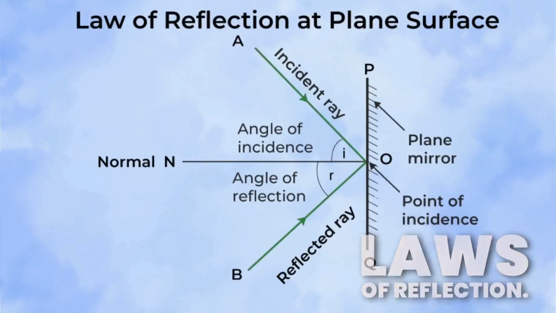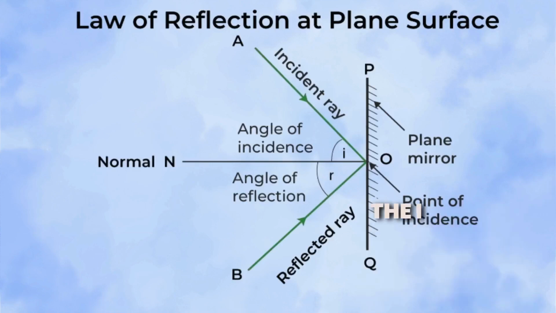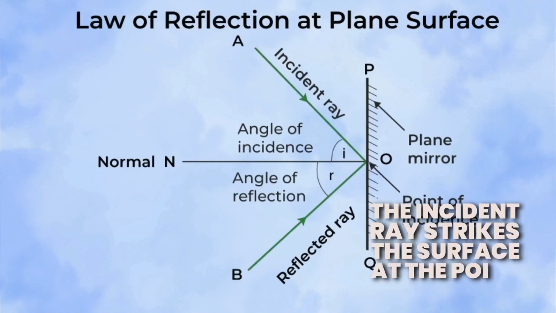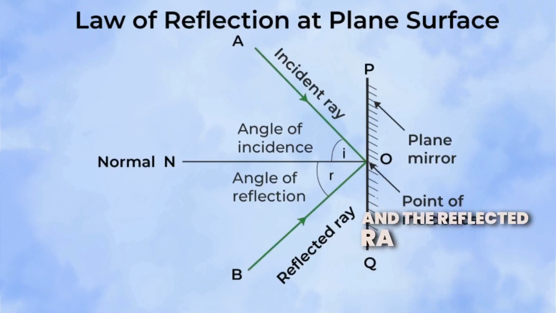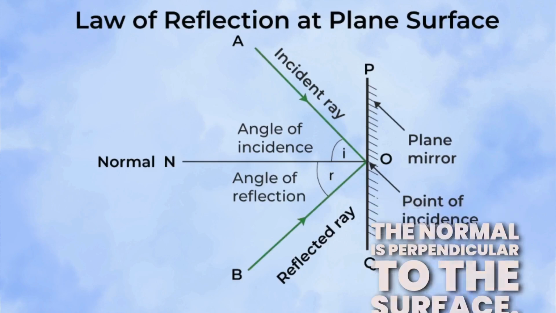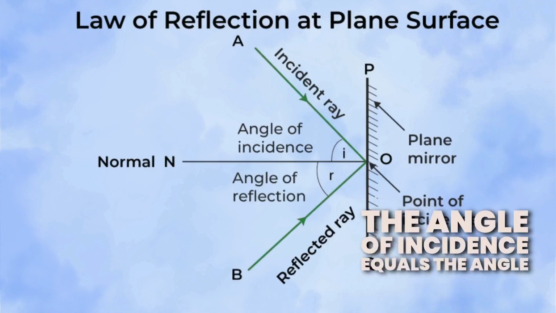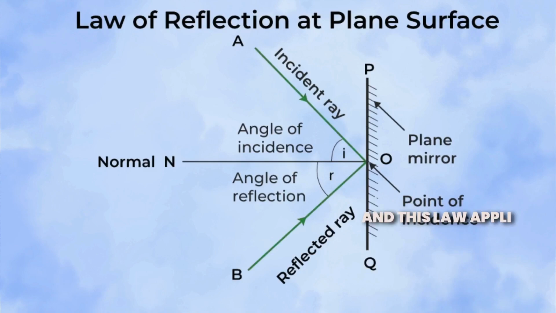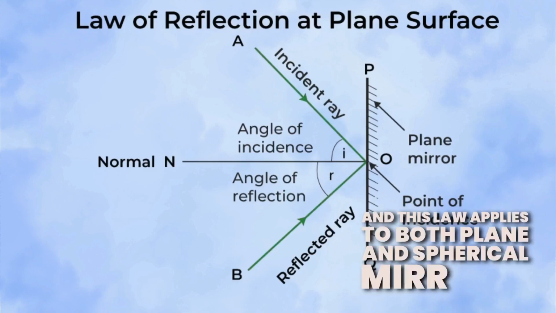Laws of reflection. When light falls on a mirror, the incident ray strikes the surface at the point of incidence, and the reflected ray bounces back. The normal is perpendicular to the surface. The angle of incidence equals the angle of reflection, and this law applies to both plane and spherical mirrors.